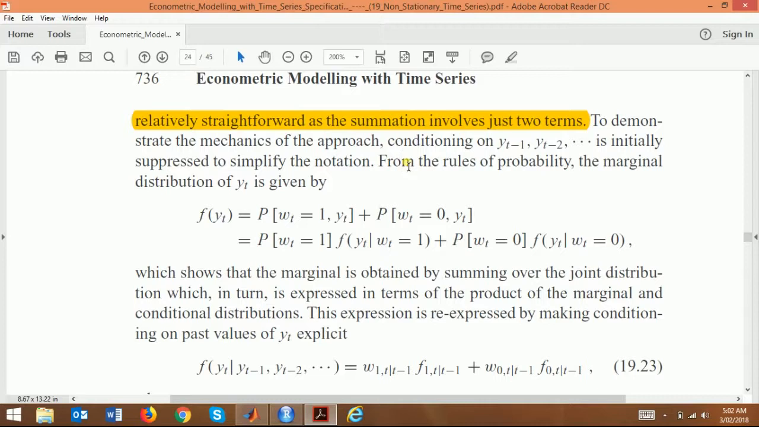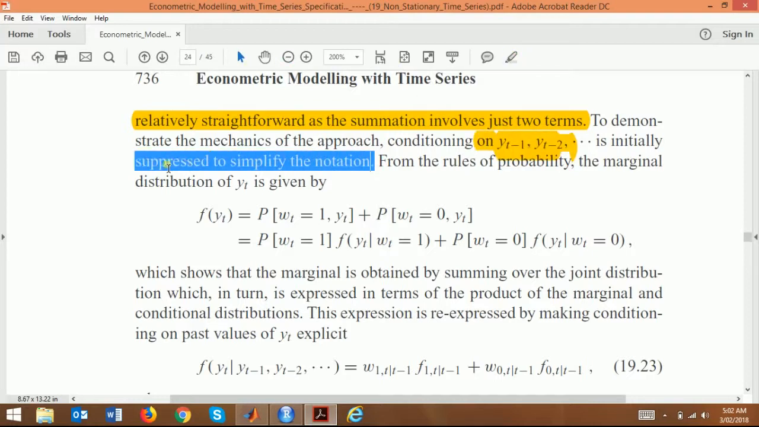To demonstrate the mechanics of the approach, the conditioning on the lags is initially suppressed to simplify the notation.